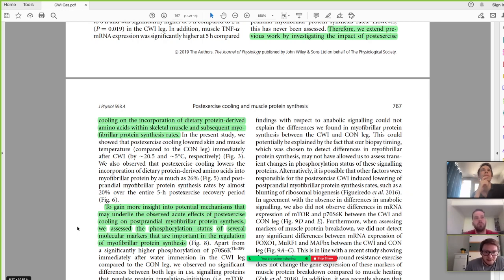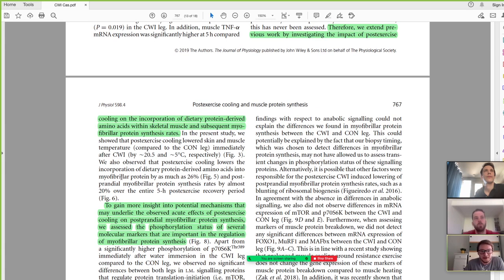And I think here you just showed that you saw it on both of the measures. So you saw less of the amino acids from the drink end up in the muscle. And at the same time, during those 5 hours, just in general, you see that the whole process of muscle protein synthesis is lower. So that already is quite strong evidence, I would say, that during those 5 hours, the whole process of muscle protein synthesis is lower.